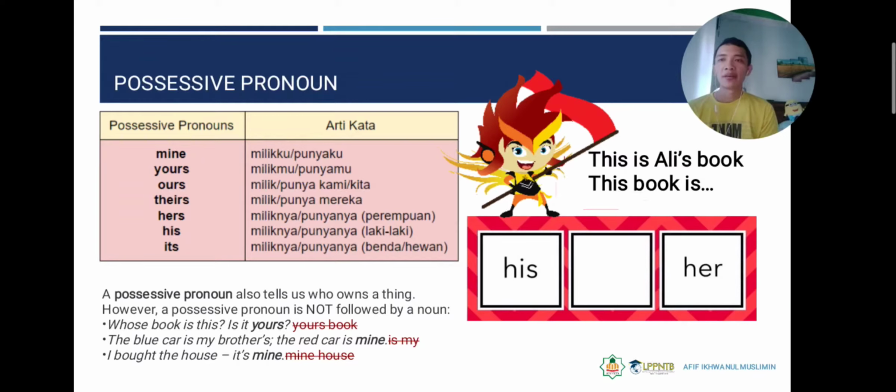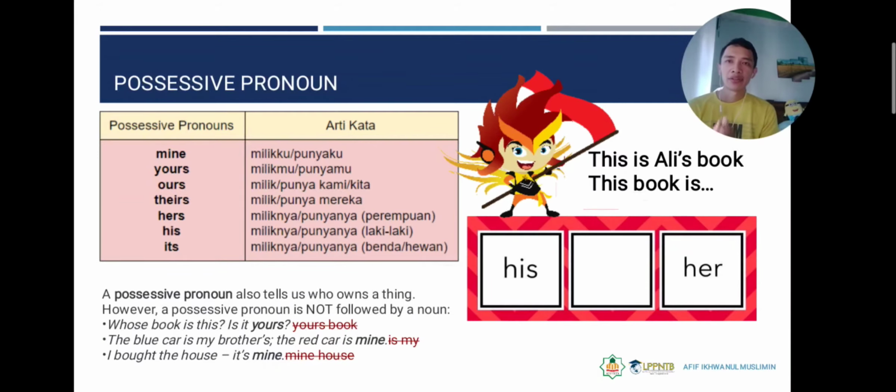So when we want to tell about the ownership of a red car, we can say "The blue car is my brother's, the red car is mine." No need to say "The red car is my car," because when you repeat the word car again and again, this one is not effective. "I bought the house, it's mine." No need for you to say "It is my house."